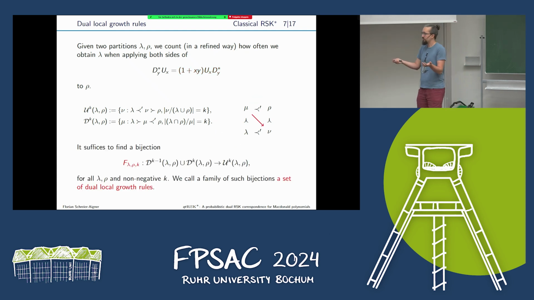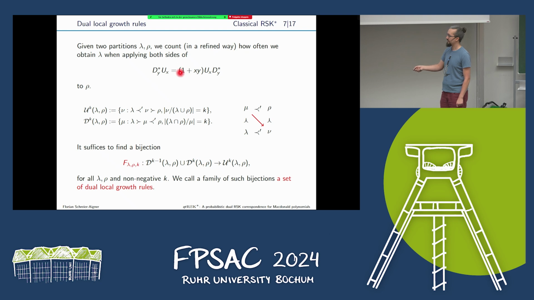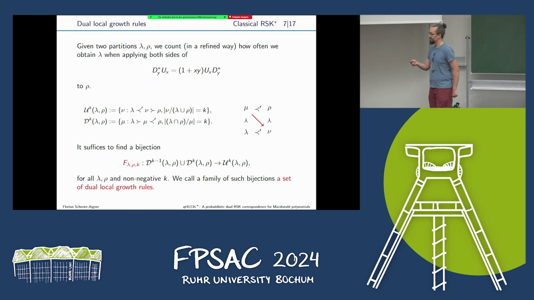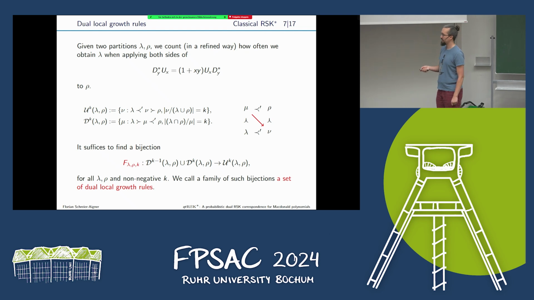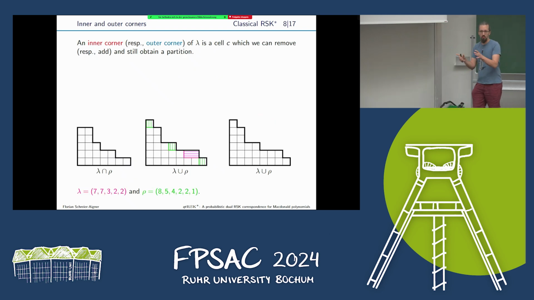And then a combinatorial proof just means finding families of bijections from this set to this set. This set corresponds to this side here, and this set to this one. So this d_k is if we take this 1 here in this expansion, and this d_{k-1} corresponds to this term xy, because we have to add and delete one cell less. And such a family of bijections we call a set of dual local growth rules. Okay, and so now let's look a bit more closely.